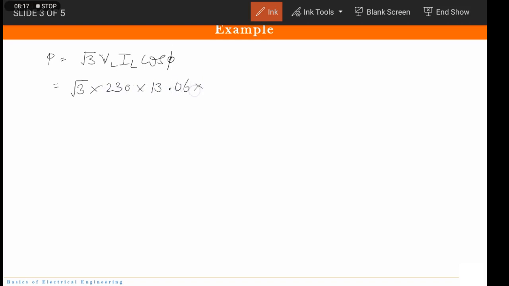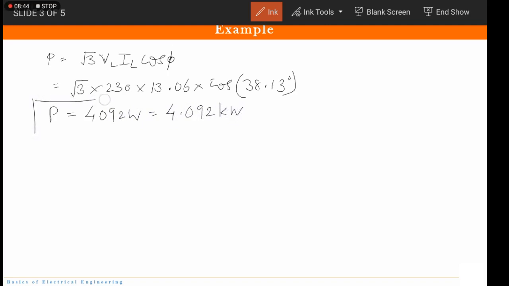13.06 amperes. And the value of phi was 38.13. So cos 38.13 degrees. So now the total power comes out to be 4092 watts, which is nothing but 4.092 kilowatt. So this is the answer. This is the power. But remember, this is P. P means active power.